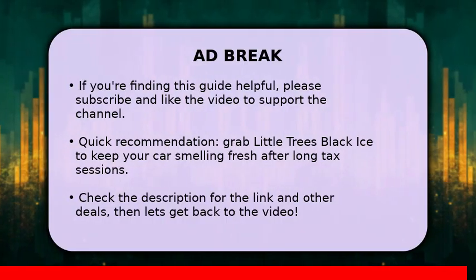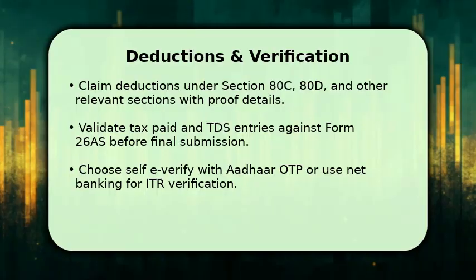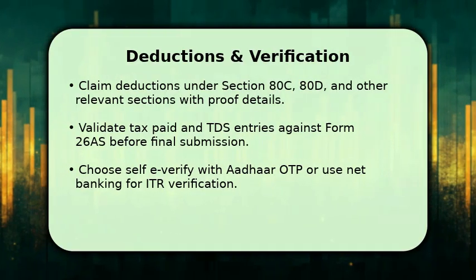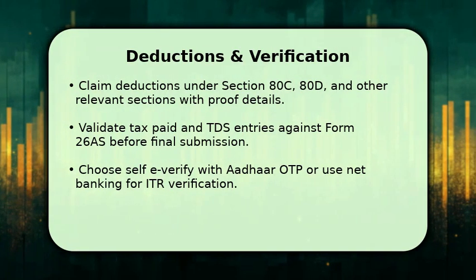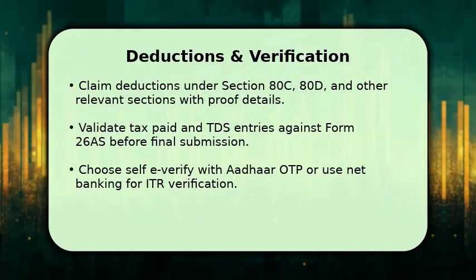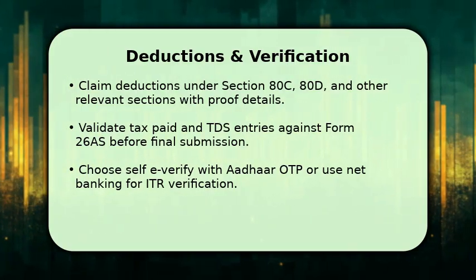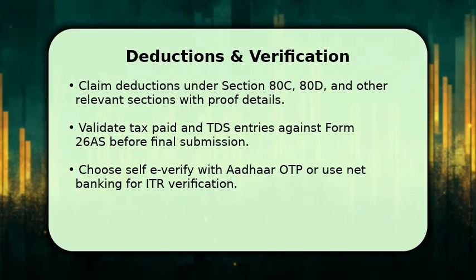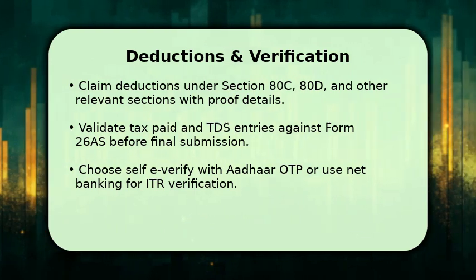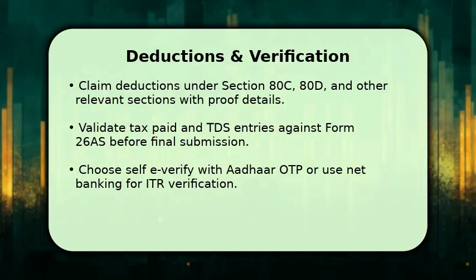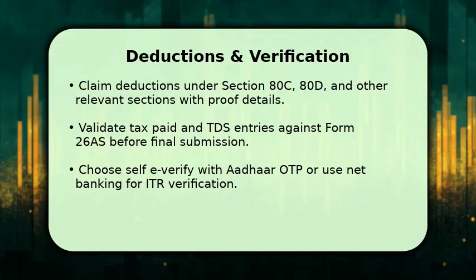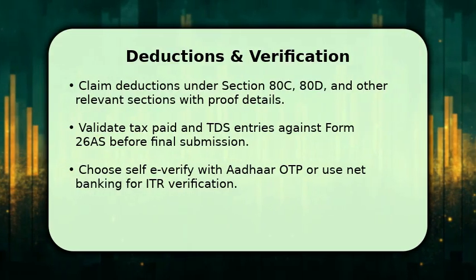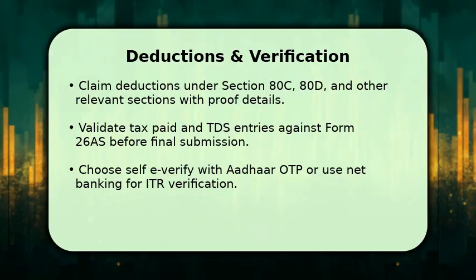Review deductions carefully and enter investments like ELSS, PPF, and insurance under 80C and medical under 80D. Match TDS and advance tax with Form 26AS to catch discrepancies early. After previewing the return, use Aadhaar OTP or net banking to e-verify, which completes filing and starts processing with the tax department for a faster refund or closure.